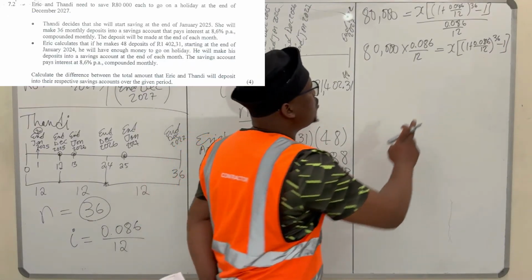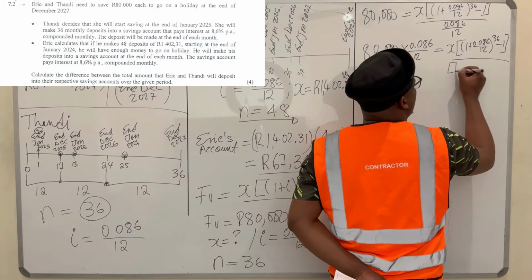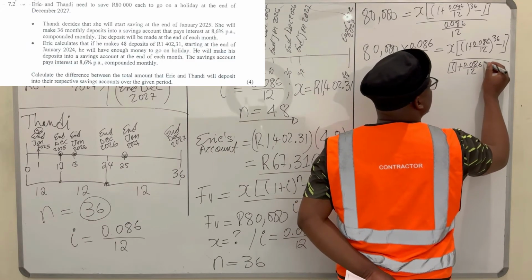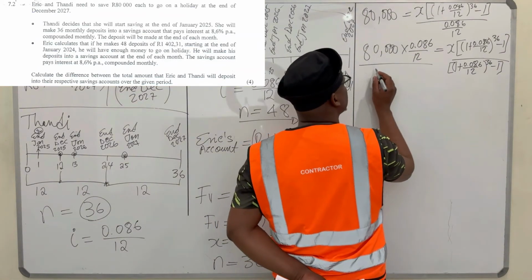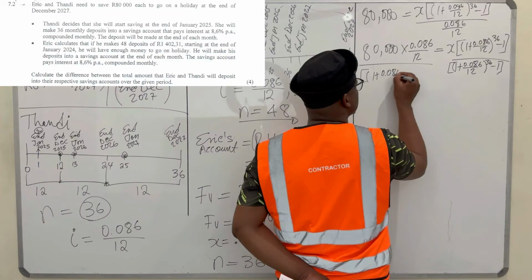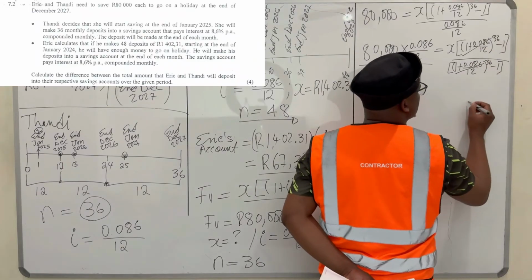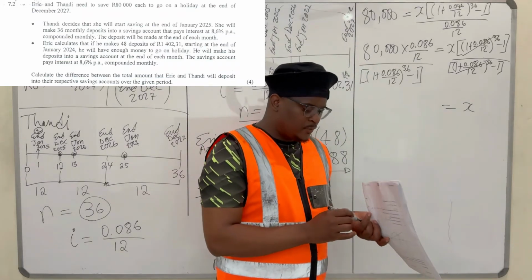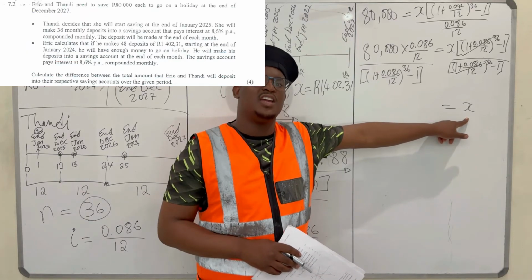What are we looking for? We're looking for x, right? So we can divide by this thing here. Divide by 1 plus 0.086 over 12 raised to 36 minus 1. Divide both sides, which means we have 1 plus 0.086 over 12 raised to 36 minus 1 on both sides. So this and that go away. So your x is equal to, then punch in the answer to this. The answer that you will be getting will be the monthly deposits into that account. You'll know how much Tandi was depositing monthly into that account.